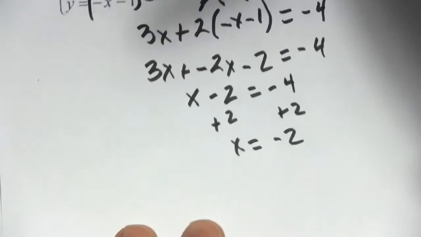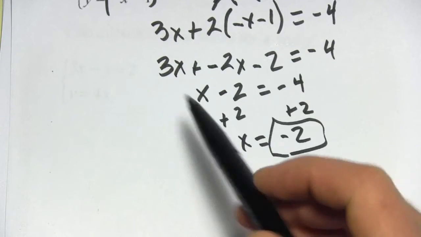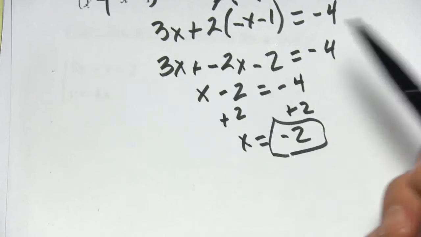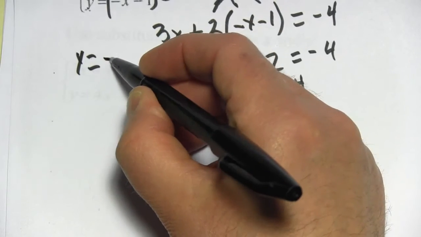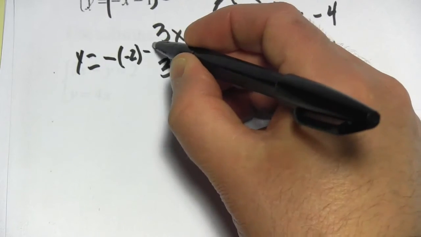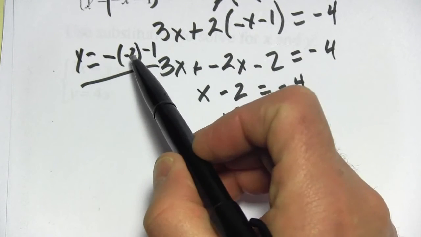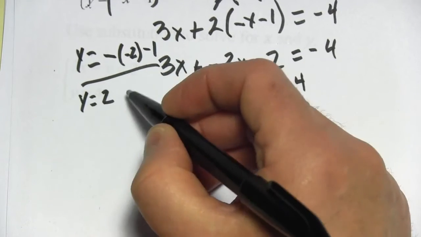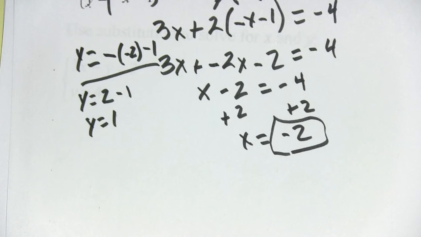Now, let's go ahead and solve for y by taking this negative 2 and plugging it in up here. So let me put it in this y equals negative x minus 1. If I do that, I would get y equals, here's my negative sign, and then I'm going to have a negative 2 in for x, and then minus 1. So that would be our equation right there. A negative 2 is a positive 2, so y equals positive 2 minus 1, or y just equals 1.